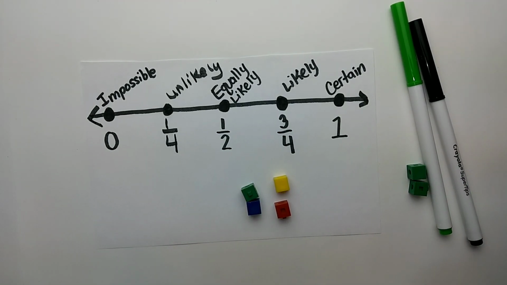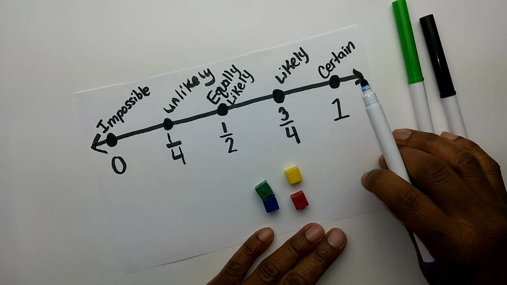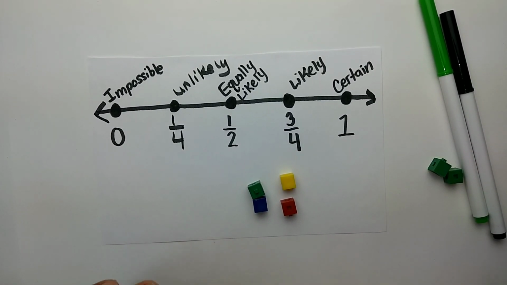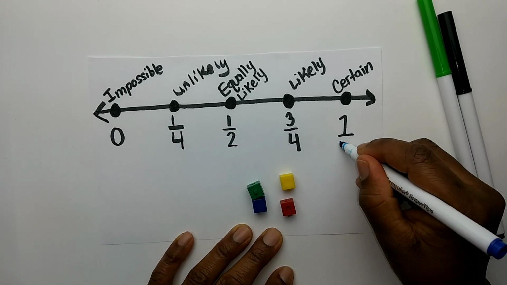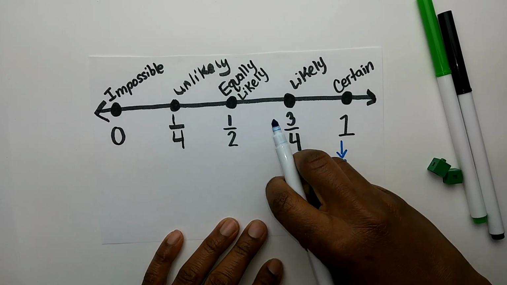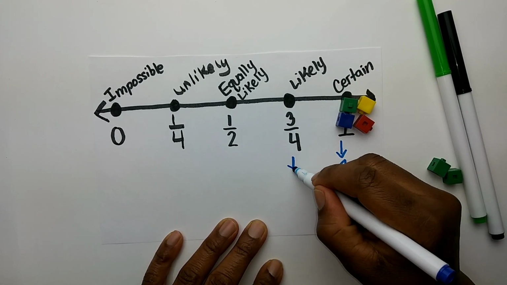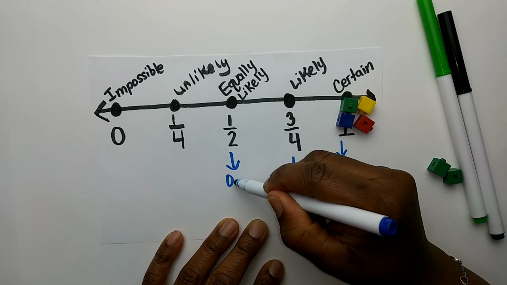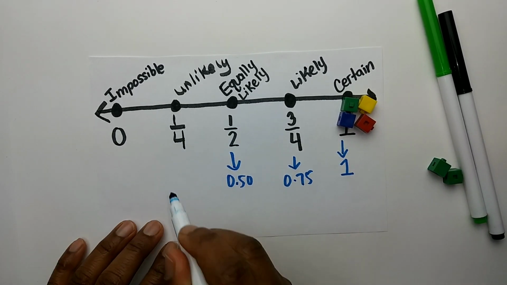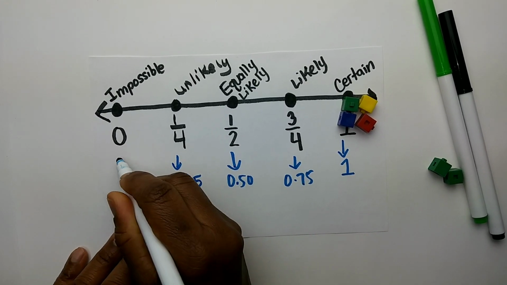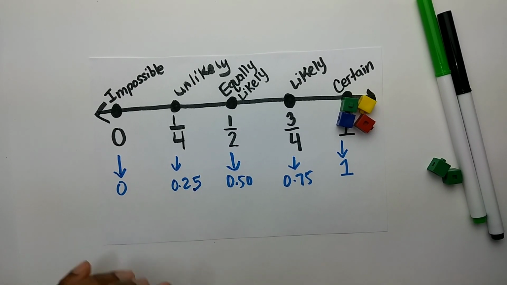We can also represent this number line using decimals. So if we take a look at it, 1 whole is, as a decimal, simply 1.0. 3/4 is 75 hundredths. 1/2 is 50 hundredths. 1/4 will be 25 hundredths. And 0 as a decimal is just 0.